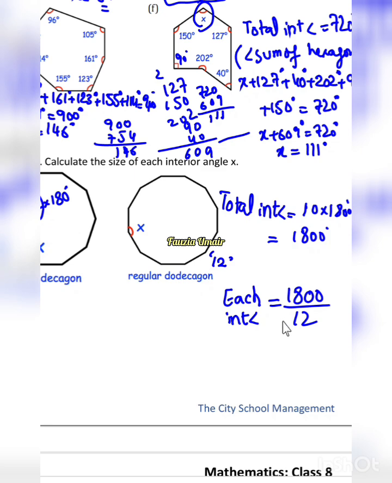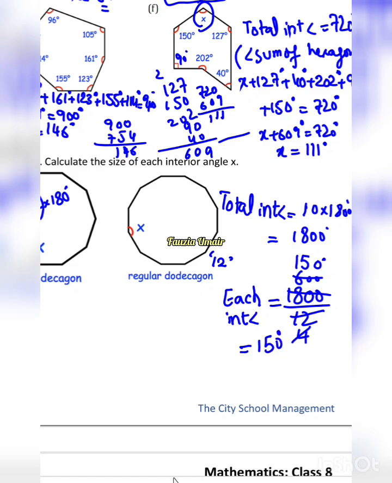So I can just divide it with 3 first. So 3 4s are 12, 3 6s are 18. So this will be the answer. Then I will divide this with 4. So 4 5s are 20, and this would be 150 degrees. So each interior angle in this figure is 150 degree. So this is the last question.